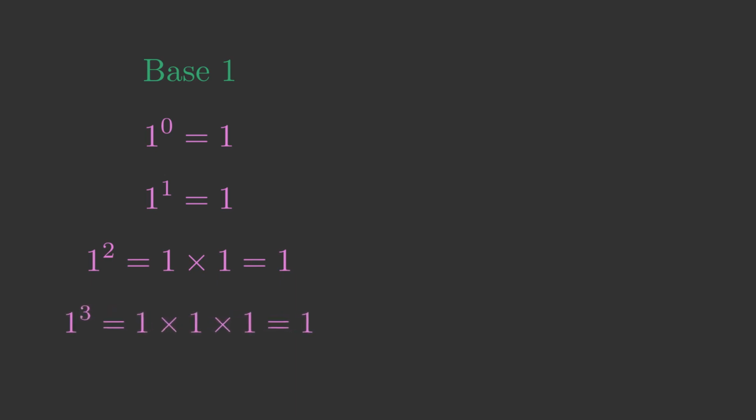One and 0 are special bases. A to the power 0 is 1, so 1 to the power 0 is 1. A to the power 1 is a, so 1 to the power 1 is also 1. A to the power 2 is a times a, so 1 to the power 2 is 1 times 1, which is 1. Of course 1 cubed is 1 too. In fact 1 raised to any real valued power is 1.